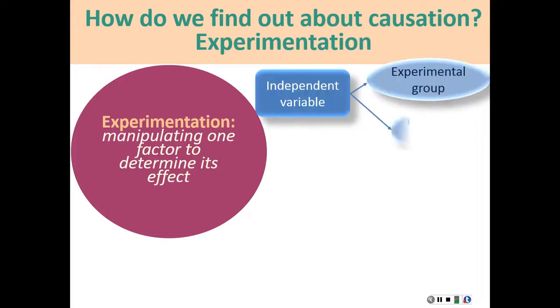Okay, so in experimentation, we have an independent variable that is the factor that we're going to be manipulating. So as the researcher, you're going to have an experimental group that experiences the independent variable, and then you're going to have a control group who doesn't experience the independent variable.